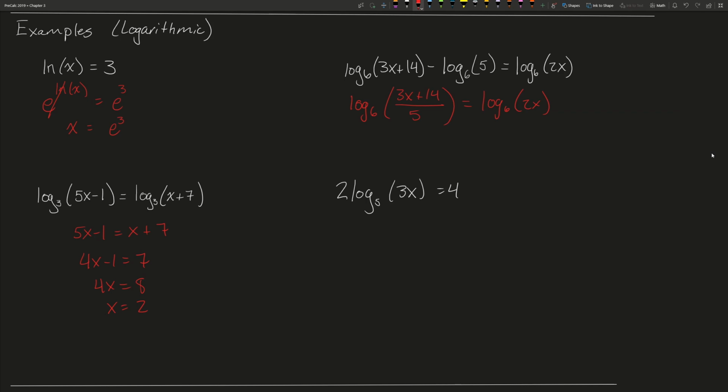Then we can use the one-to-one property, so 3x plus 14 over 5 will equal 2x, multiplied by 5 on both sides. So 3x plus 14 will equal 10x. Subtract 3x, and then divide by 7.